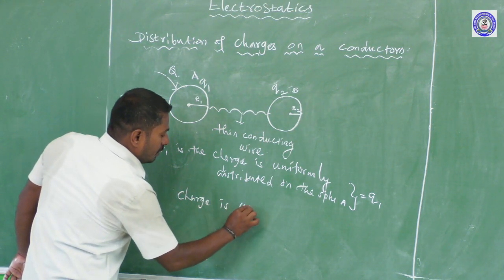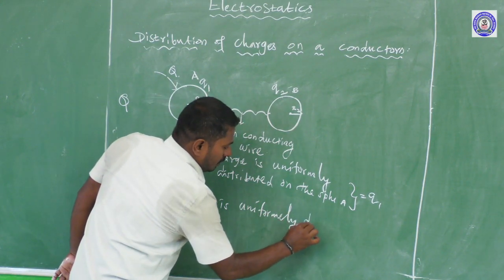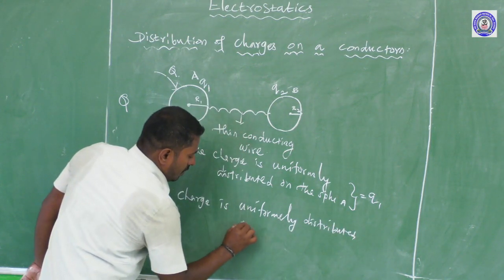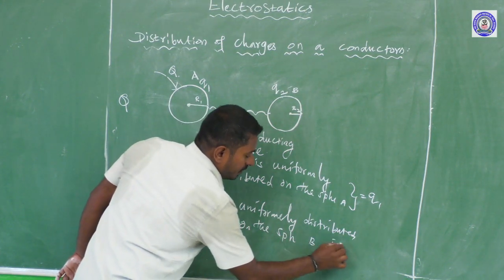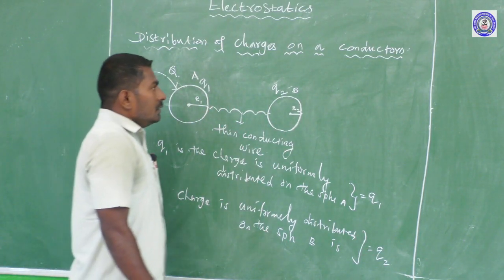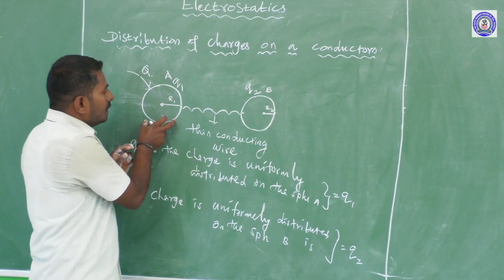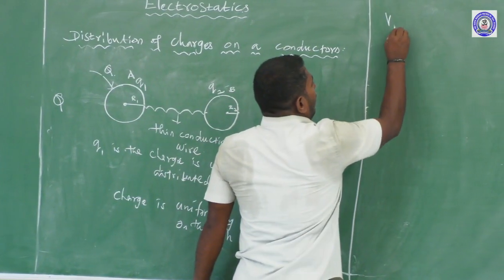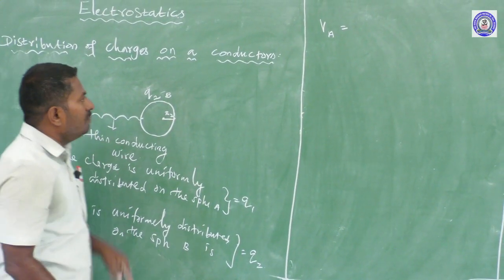Charge is uniformly distributed on the sphere. The charge on sphere B is Q2. The charge possessed by sphere A is Q1, and the potential of sphere A is VA. So VA is the potential at the surface of the metallic sphere A.